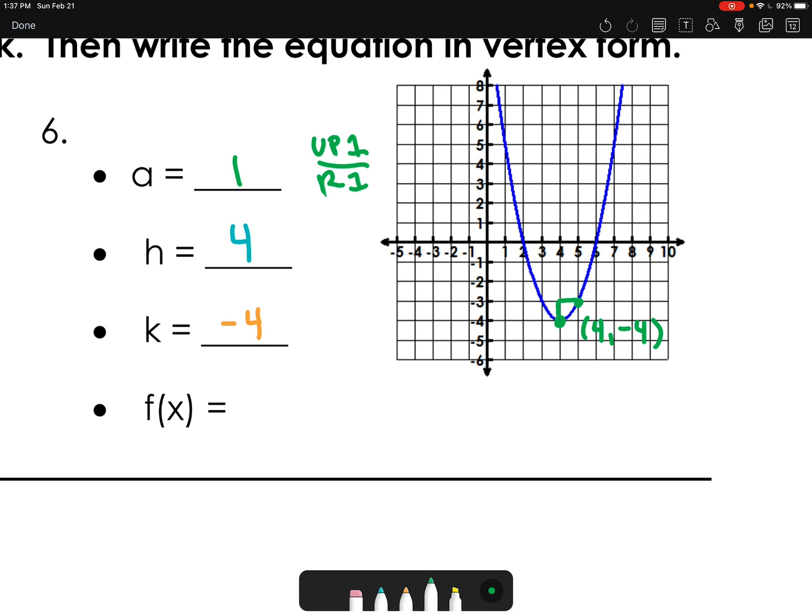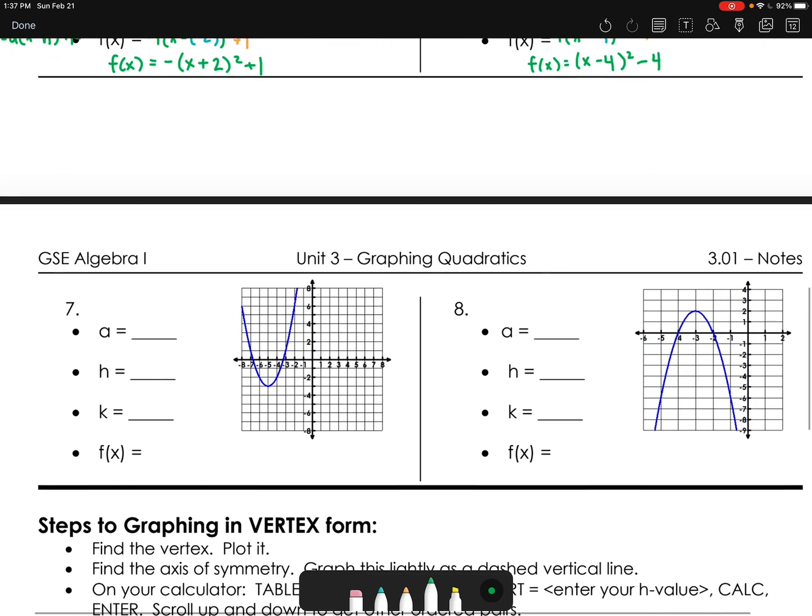And so now we're just plugging these in. And so try it on your own for a second. Look back at the top of the notes for the general form. And it would be a is 1, so I'll write it right here as 1. And then we have x minus 4 squared, don't forget that squared, minus 4. And so this can just be simplified as f of x equals x minus 4 squared minus 4.